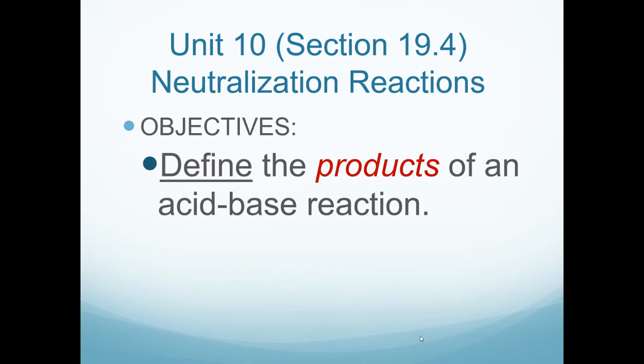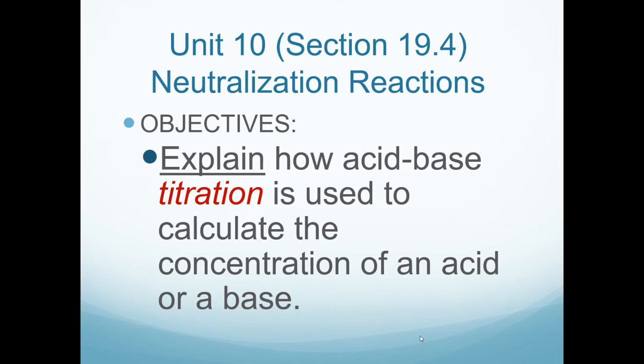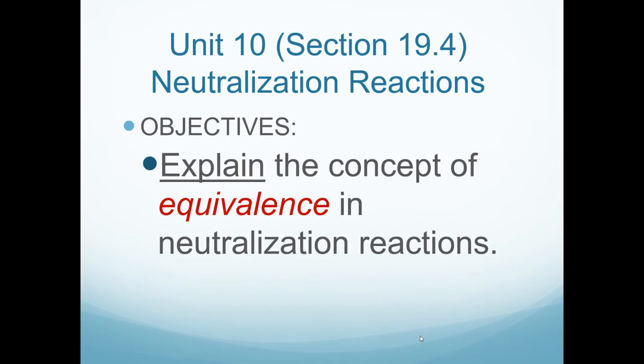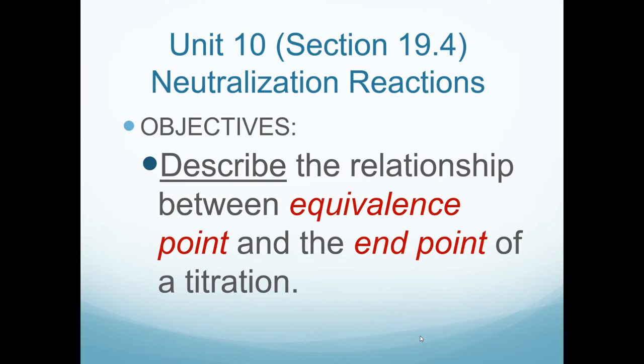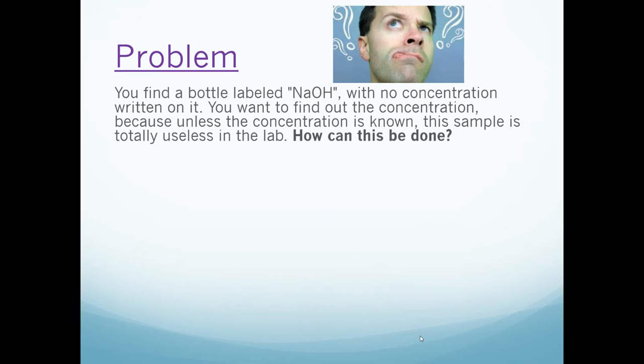So here are some of the objectives. We're going to define the products of an acid and base reaction. We're going to explain how acid and base titration is used. And we're going to explain the concept of equivalence in a reaction and the endpoint as well, and the relationship with equivalence in titration.